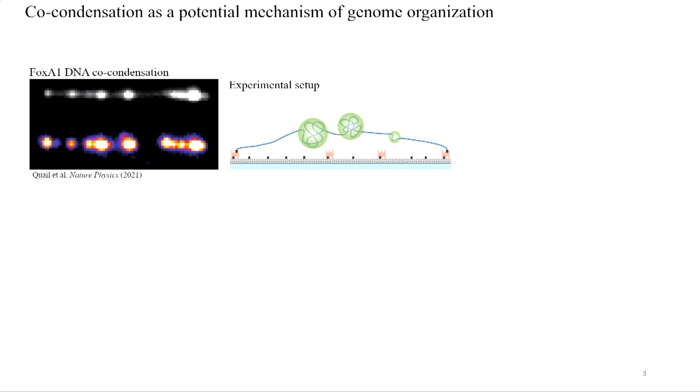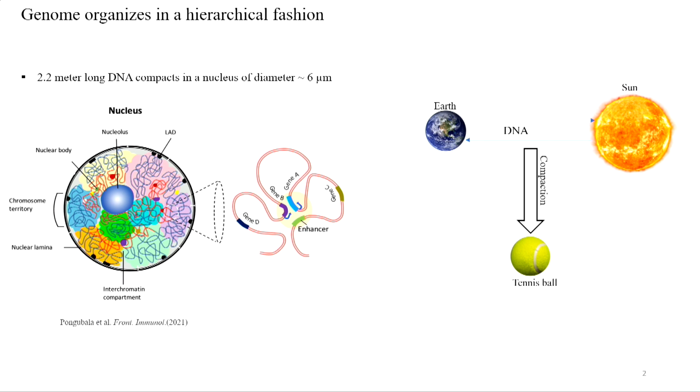Now, what happens is that this DNA can reorganize itself inside the nucleus depending on which genes want to express. And there are several mechanisms which play an important role to reorganize this nucleus, right? So one of the mechanisms is the formation of these co-condensates.